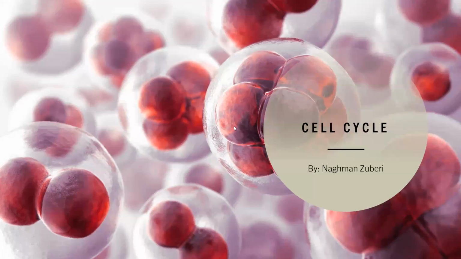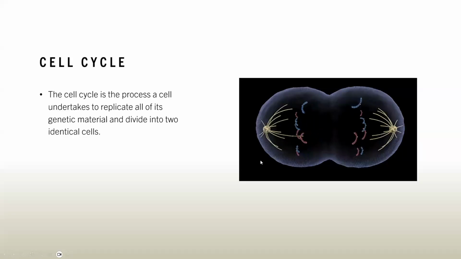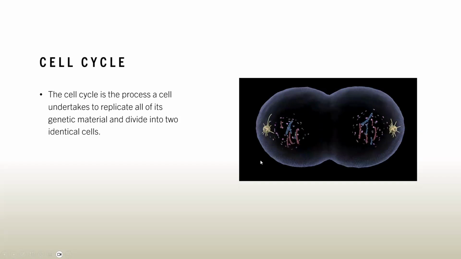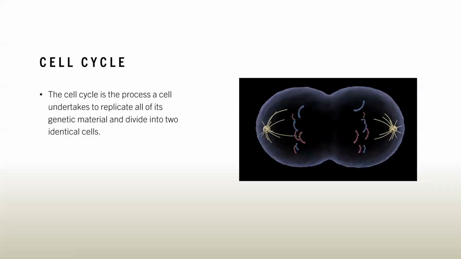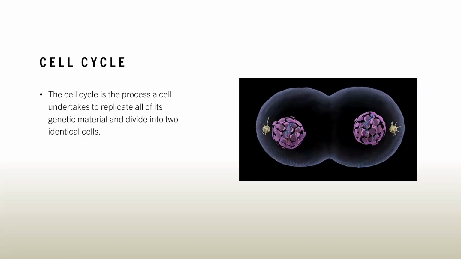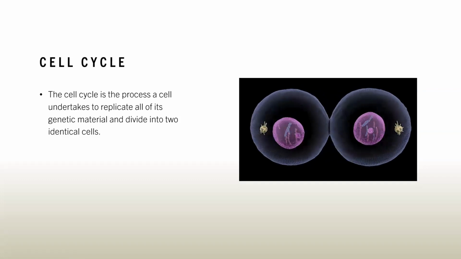Okay, guys, so in this lecture, we will be discussing the cell cycle, its importance, and how the cell cycle works. Cell cycle means that a cell is going to be replicated and divided into two identical daughter cells.